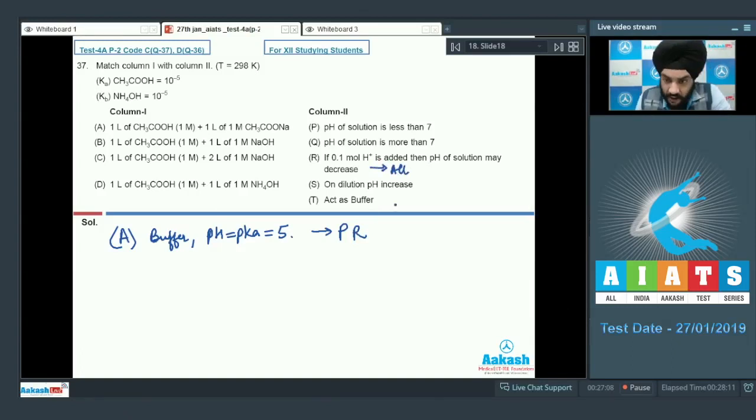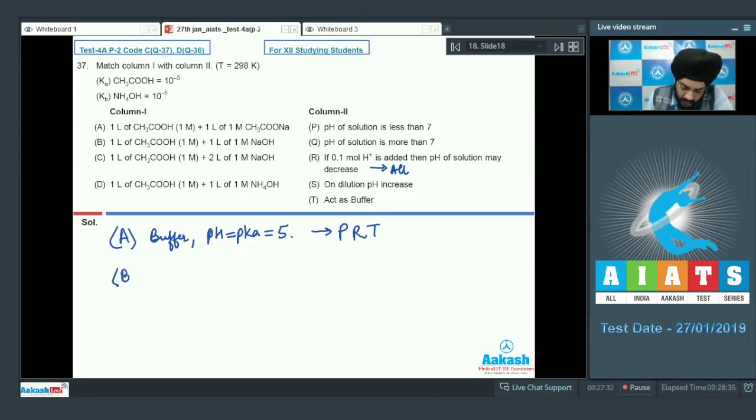We need not check for the other options. If you look at option S now, on dilution pH increase, we know that the solution is a buffer solution and the pH of a buffer is not affected upon dilution. So S will not be a match and T will be a match as the solution acts as a buffer. So for option A, we have to match P, R and T.